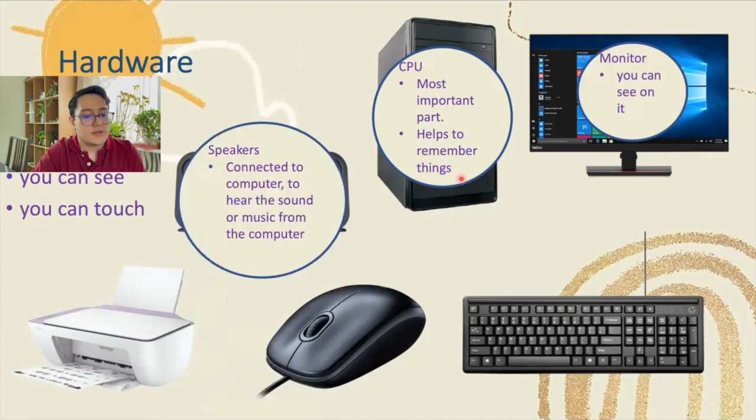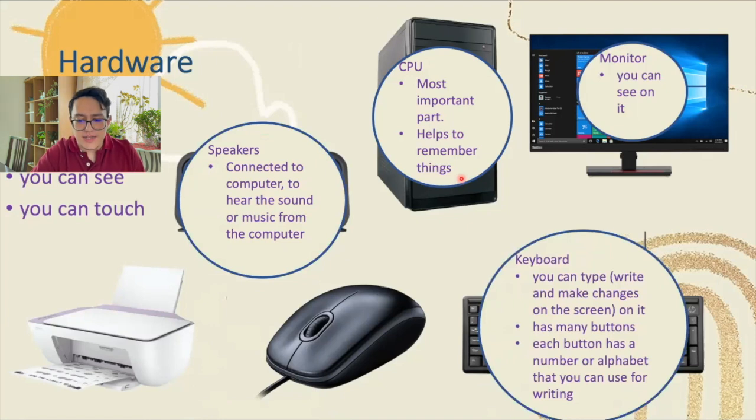Next are speakers. Speakers connect to your computer and helps you to hear music coming from the computer, or helps you to hear voices or sounds that come from the computer. A keyboard. Next, we have a keyboard. Can you repeat with me? Keyboard. You can type. You can use your fingers to type, write, and make changes on the screen.